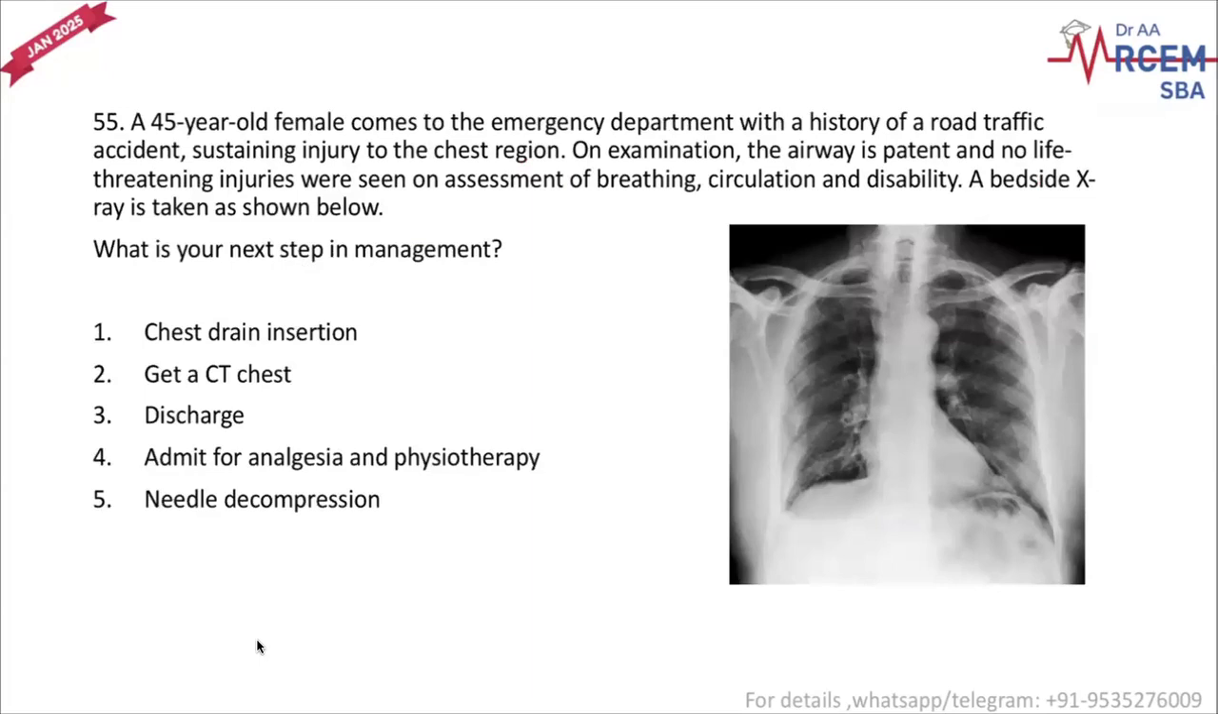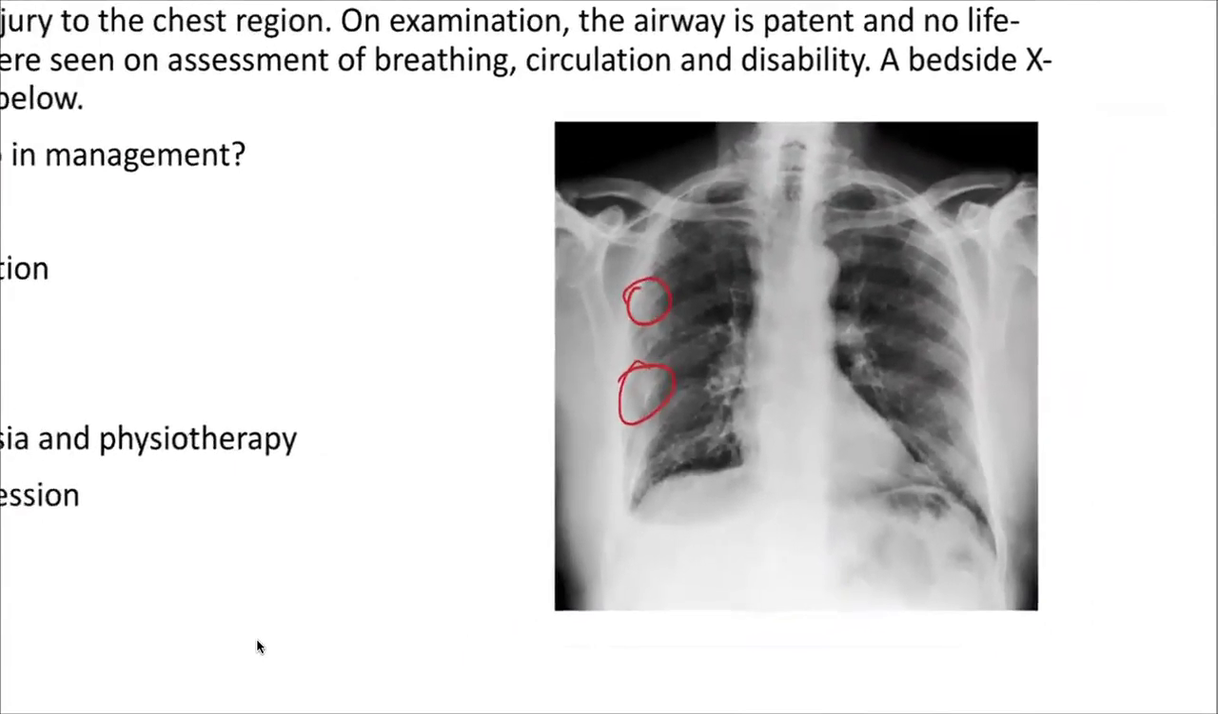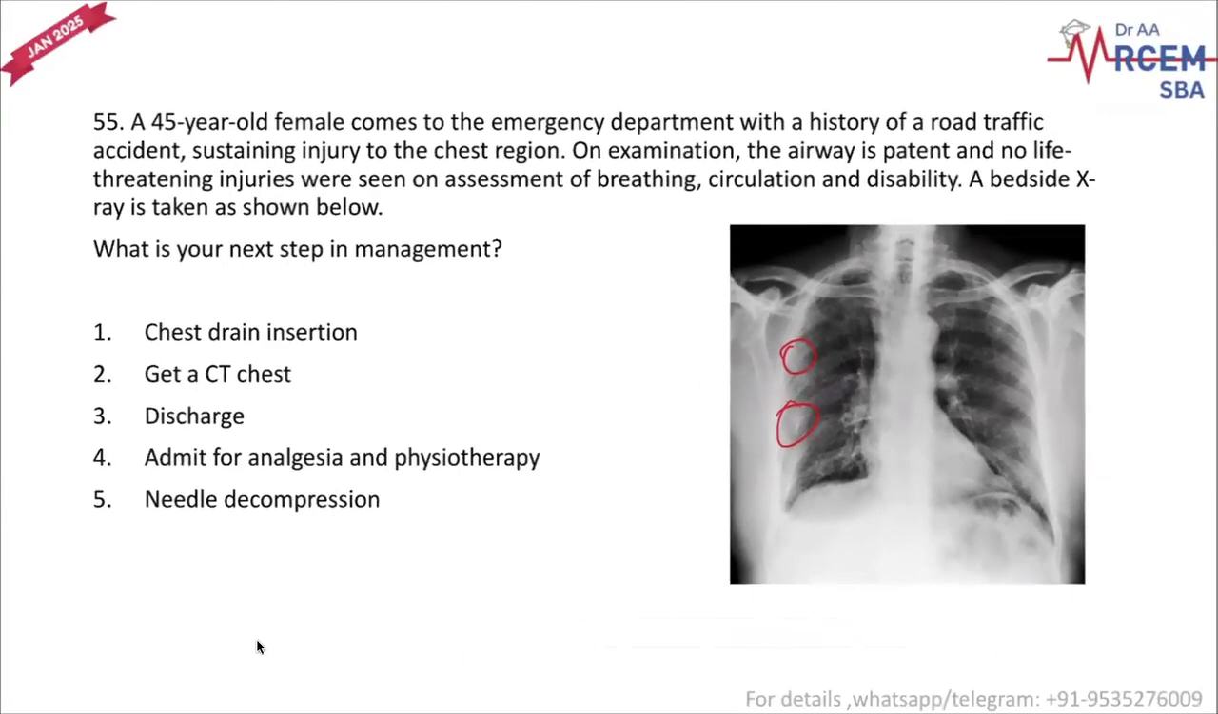What are we seeing on an X-ray here? Do we see any abnormalities here at all on the X-ray? Anyone? There is a rib fracture that you can see here. There are multiple rib fractures, at least 2 rib fractures that I was able to pick up. Whenever there are rib fractures, what we do is we admit this patient.